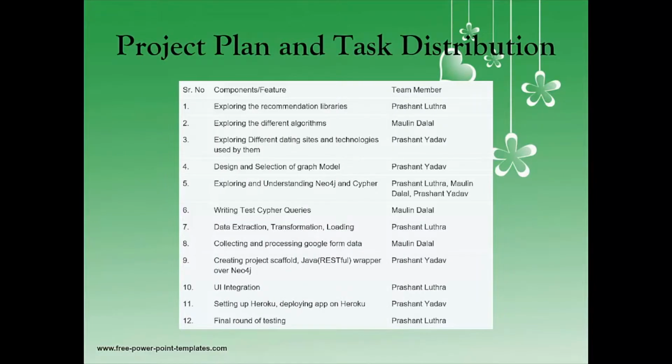Now I will walk you through project plan and task distribution. Exploring the recommendation libraries, design and selection of graph model, data extraction, transformation, loading, UI integration, and the final round of testing of our application was done by Prashant Luthra. Prashant Yadav was in charge of exploring different dating sites and technologies used by them. Also, he was in charge of data extraction, transformation, loading, creating the project scaffold, Java RESTful wrapper over Neo4j, and setting up Heroku and trying to deploy our application on Heroku.